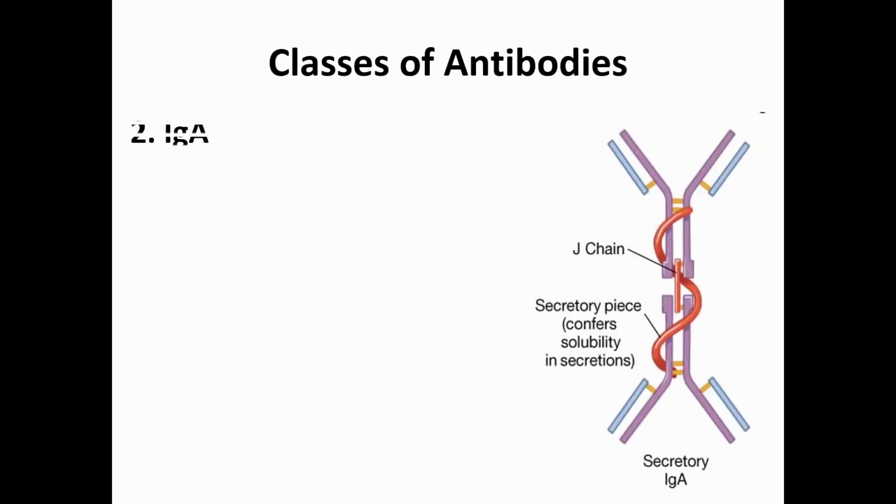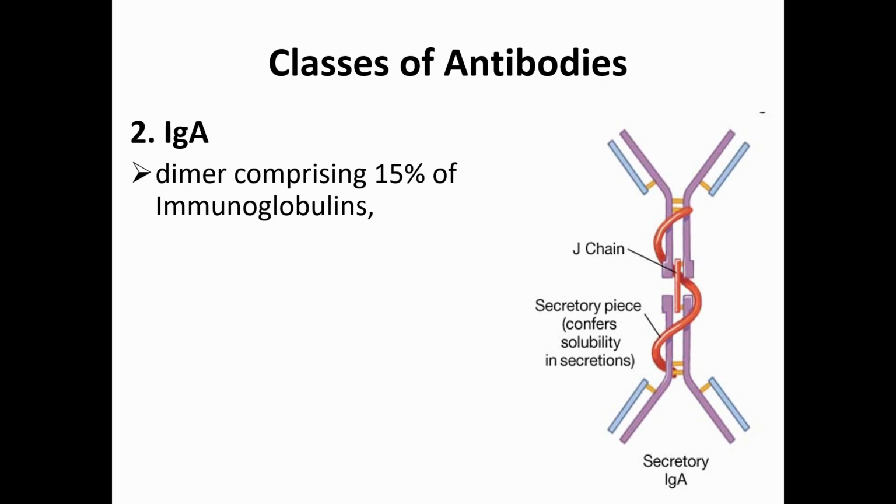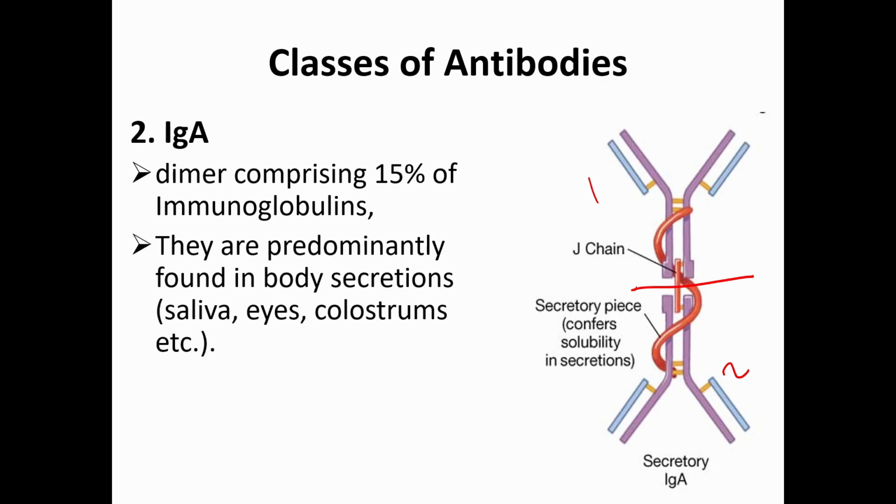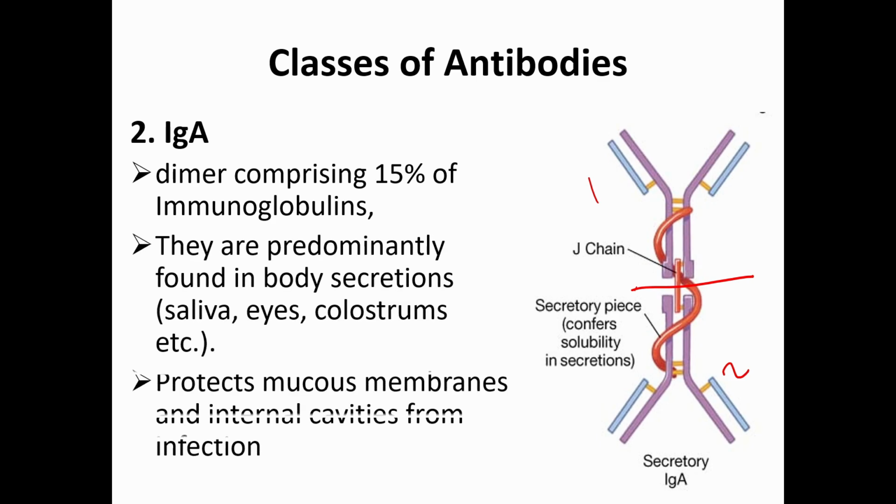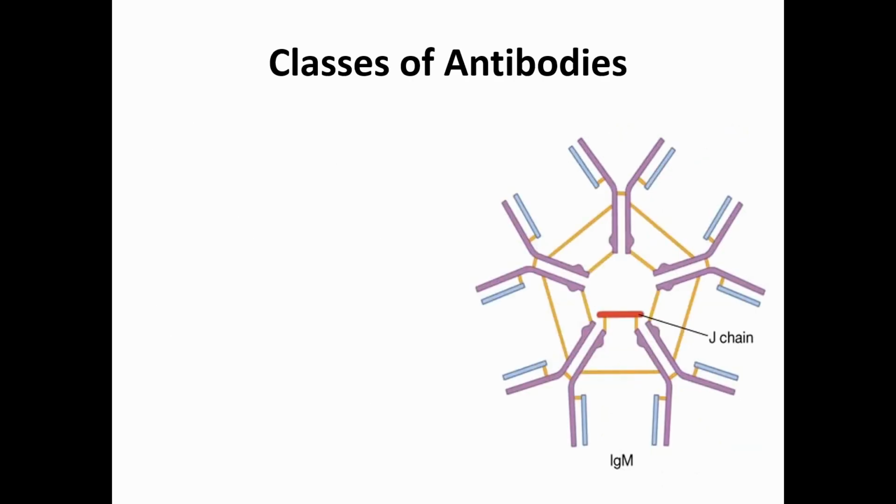Next, you have your antibody A, or IgA. It is a dimer, meaning you have 2 parts: one antibody here, second antibody here. It composes 15% of the immunoglobulins. They are predominantly found in body secretions. They protect mucous membranes and internal cavities from infection.